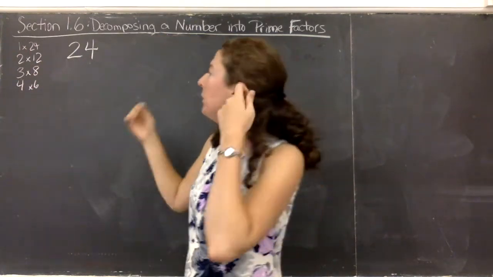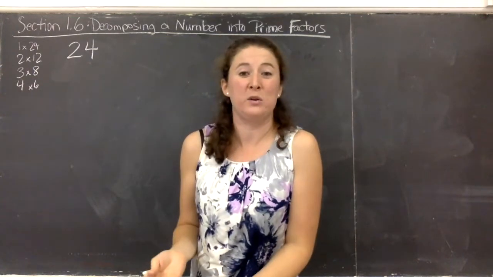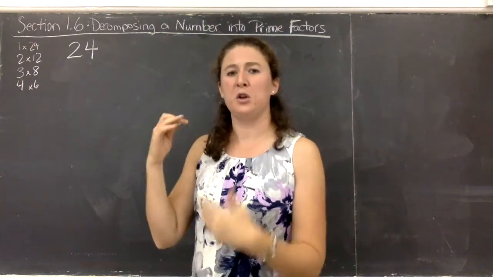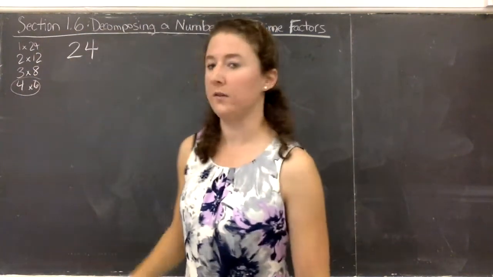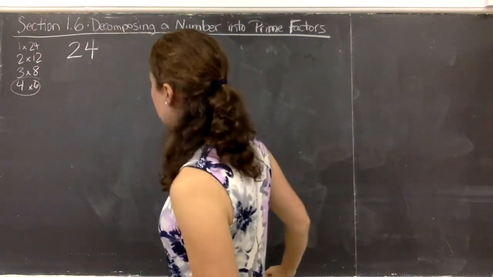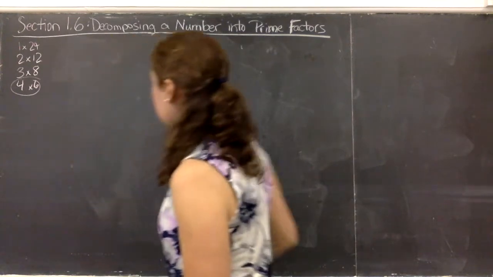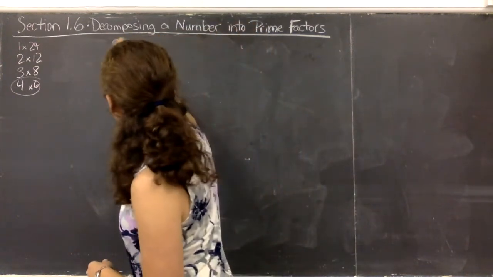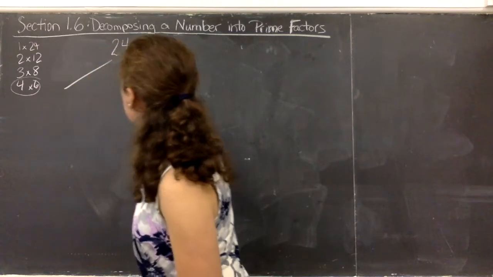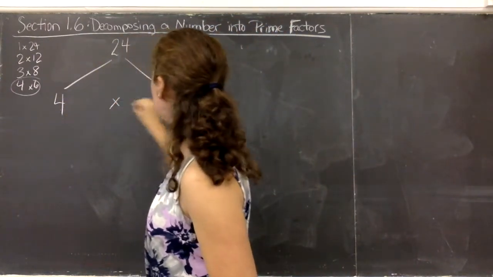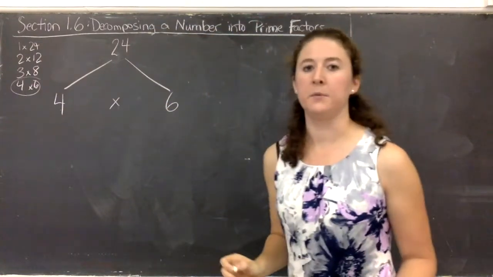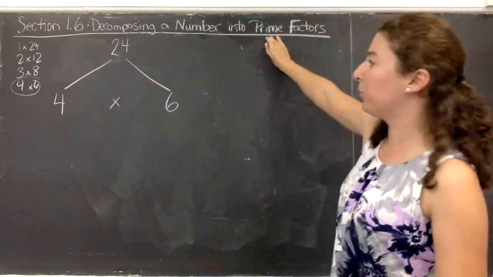So I'm going to pick one. It really doesn't matter which one you start with. I'll do another example to show you, but it all works out to the same thing. So I'm going to start with my 4 and 6. I'm going to take my 24, maybe move it over a little bit to have some more room. So the first thing I'm going to do is break it down into 4 times 6. Perfect.